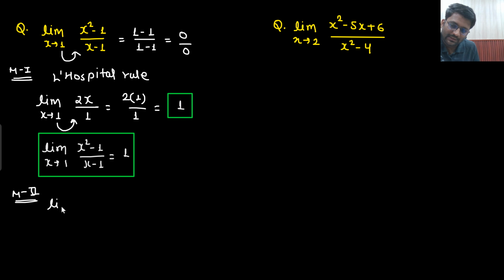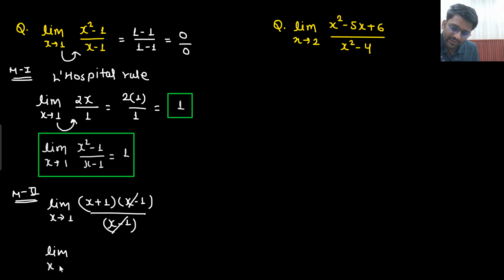He would have said one thing that sir, let's keep this as it is, x tending to 1. X square minus 1 could be written as x plus 1, x minus 1 divided by x minus 1. And now, sir, what I can do is that I will cancel out this thing. So what I am getting? Limit x tending to 1, x plus 1. This is what I am getting.